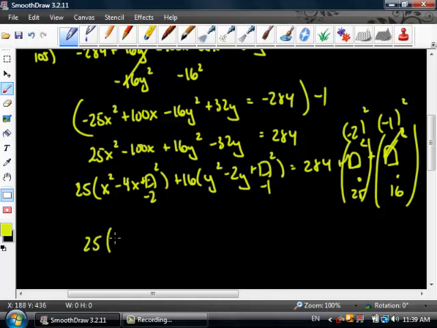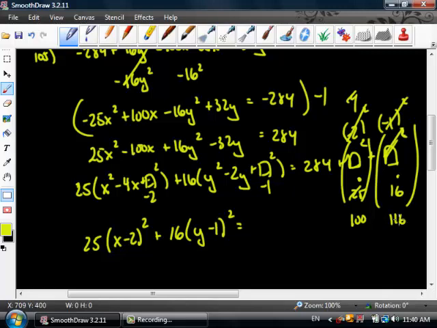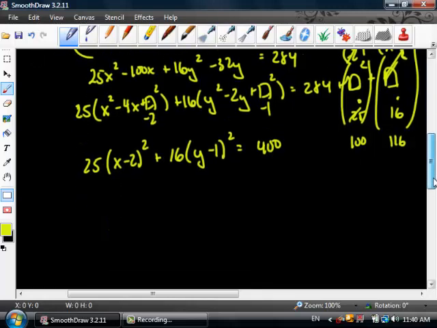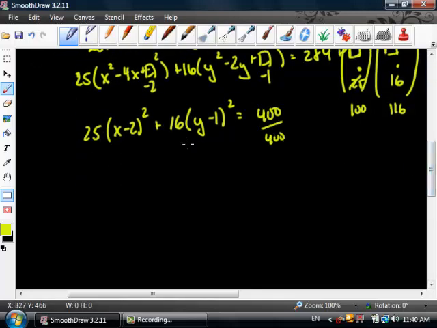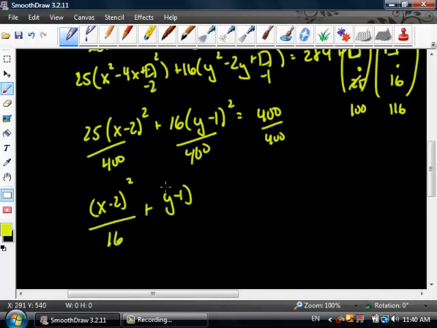That's 25 times x minus 2 squared plus 16 times y minus 1 squared equals, this is going to be a really big number, so this is 4 times 25, that's 100. And then that's 16. Let's see here. This is 300. This is 400. So I'm going to divide everything by 400. And now what I get is x minus 2 squared over 16 plus y minus 1 squared over 25 equals 1.